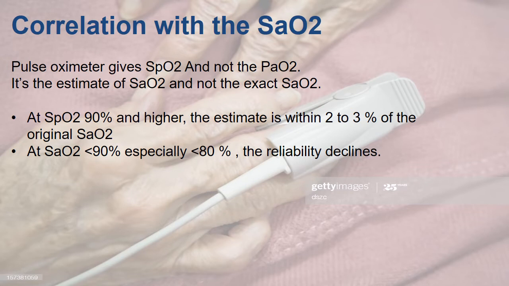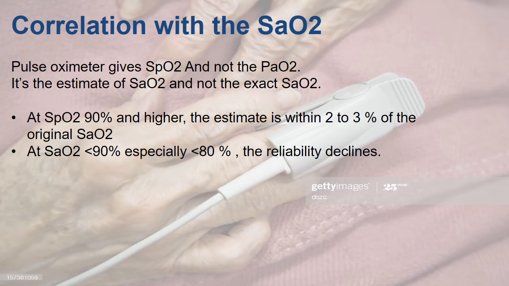You don't get an exact value of SaO2. How? If a patient has a saturation of greater than or equal to 90%, the estimate of the SaO2 will be within around 2 to 3%. For example, if I have placed a probe on my finger and I have a saturation of around 93, 94%, and at the very same moment I get my ABG done, the SaO2 in the ABG will be within 2 to 3% of what I got on the monitor.